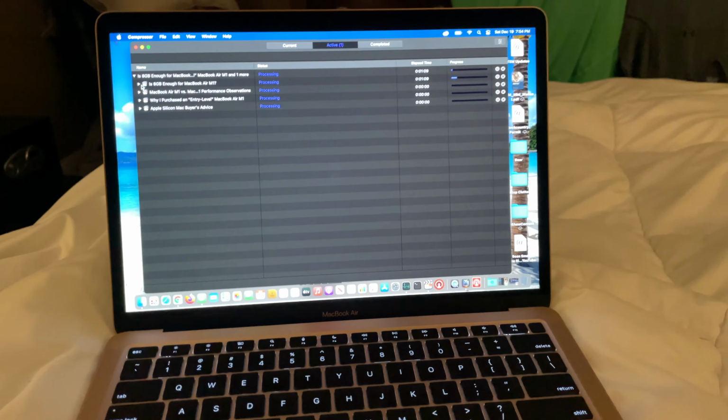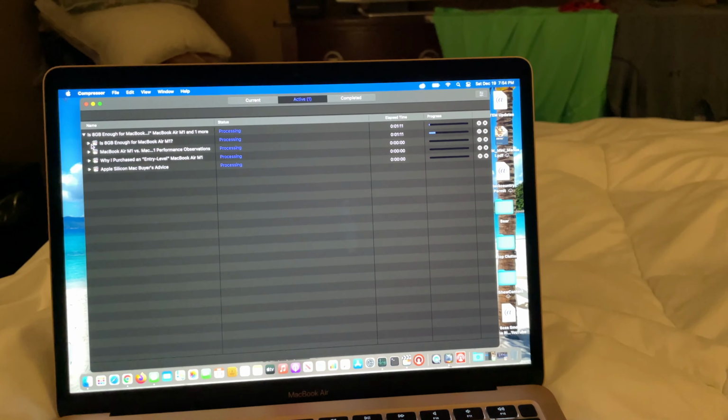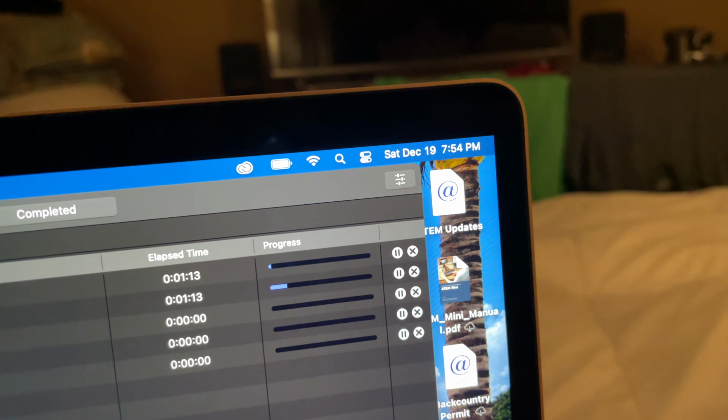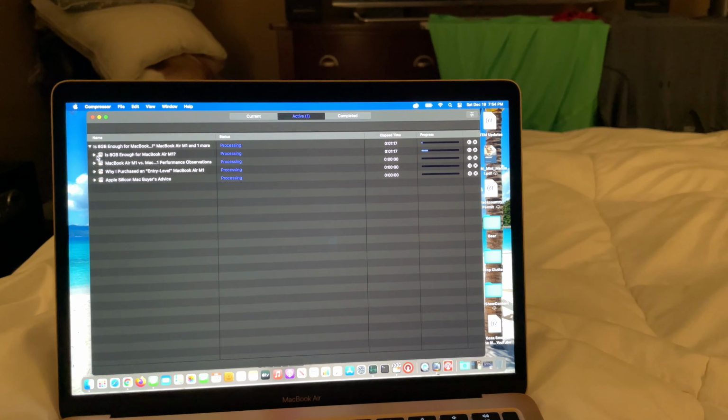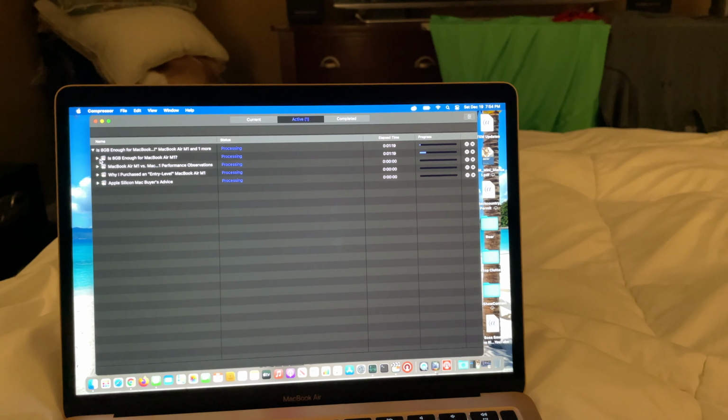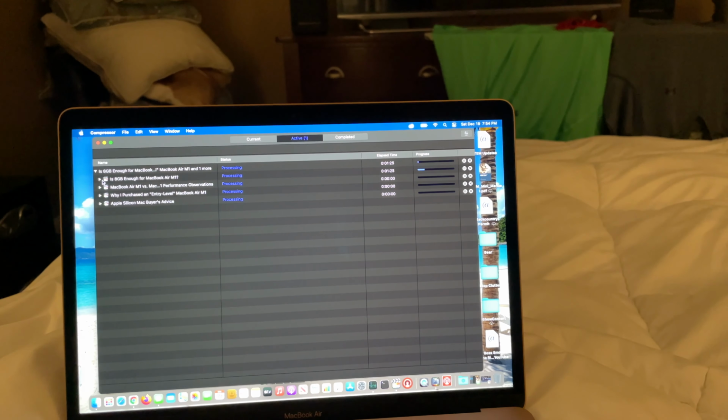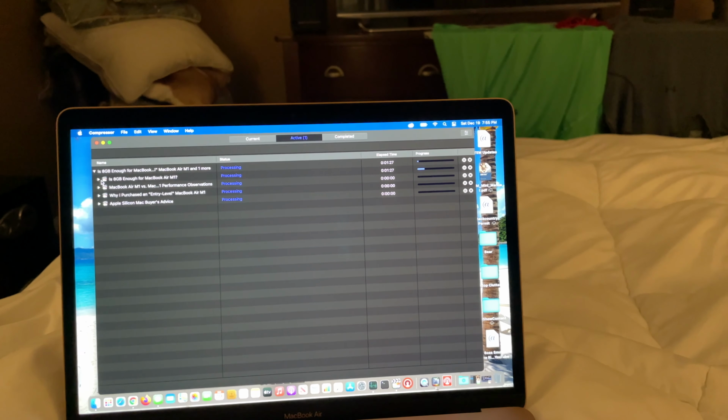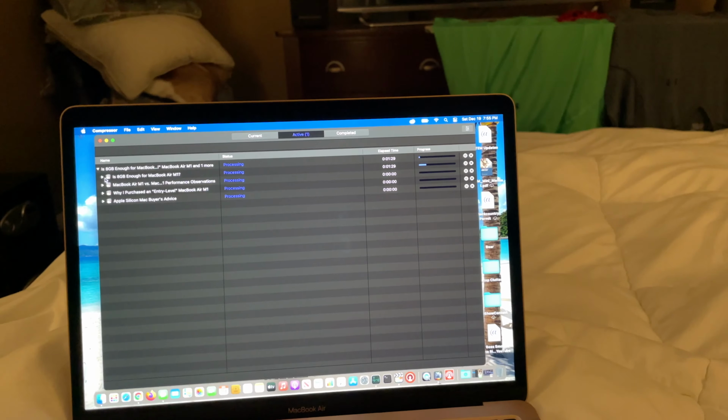So we're going to let these export jobs run. Again, it's 7:54 p.m., and the reason I'm paying attention to that is so you'll know how many minutes continuously I was letting this run, to give you an idea of when we determine whether it has heated up or not.